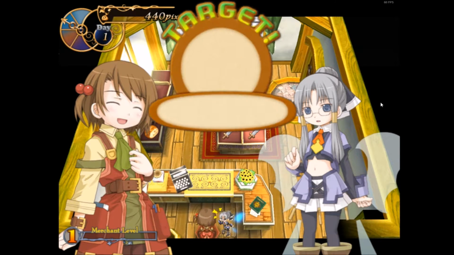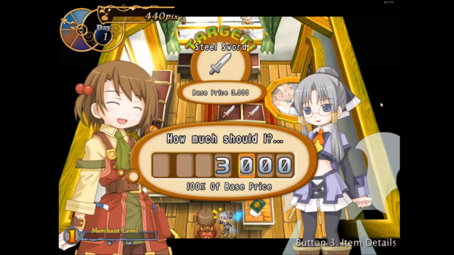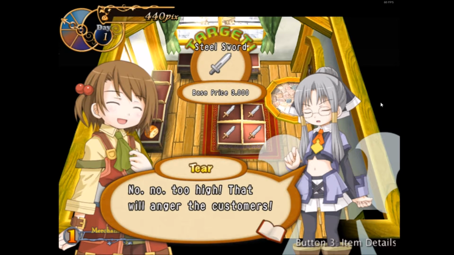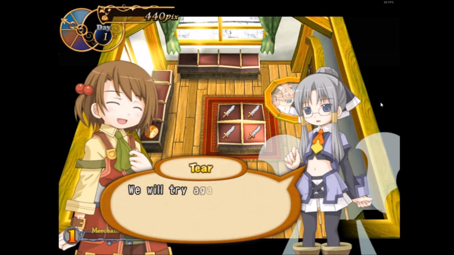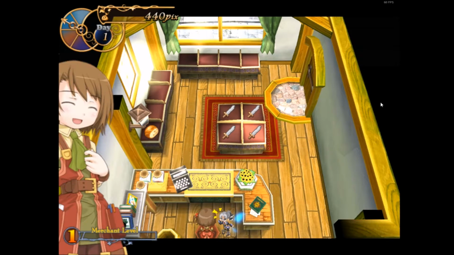Hello, welcome to Recettear. Nochmal das gleiche Item, I would like this, please. Und jetzt gehen wir einfach mal und sagen, hier. So, bitteschön, das ist mein Preis. No, no, too high! That will anger the customers. Come, let us try again. We will try again. Keep the principles of salesmanship in mind.